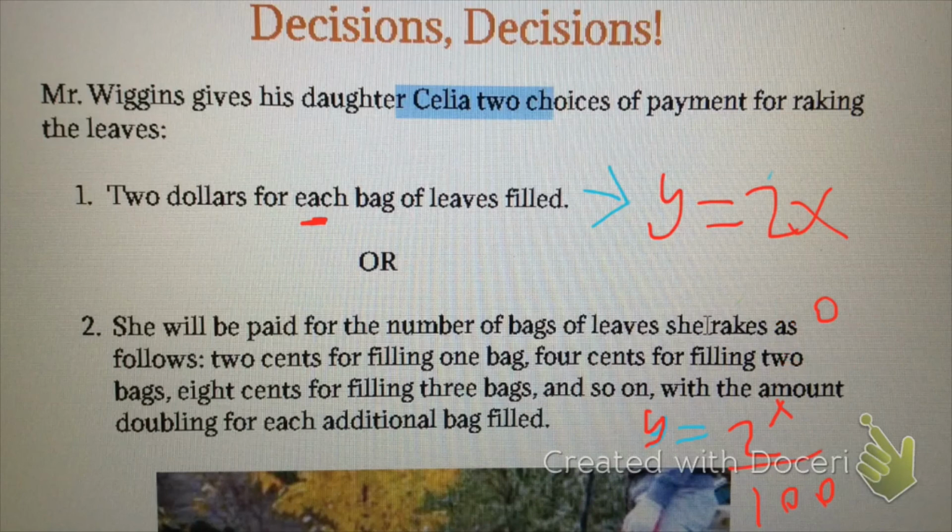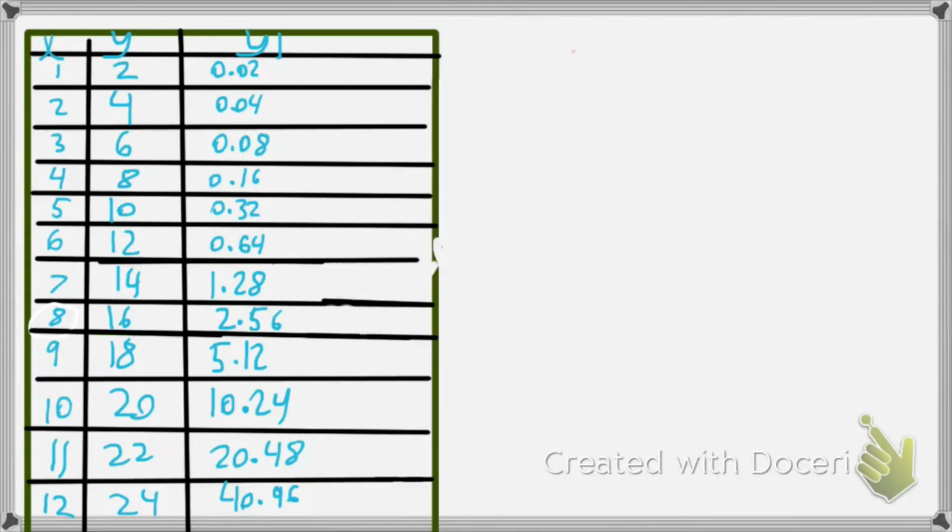What is the best method for her to earn money? This question, in my opinion, is not specific enough and doesn't have enough detail. But let's say, I made a table here. The x represents the number of bags.